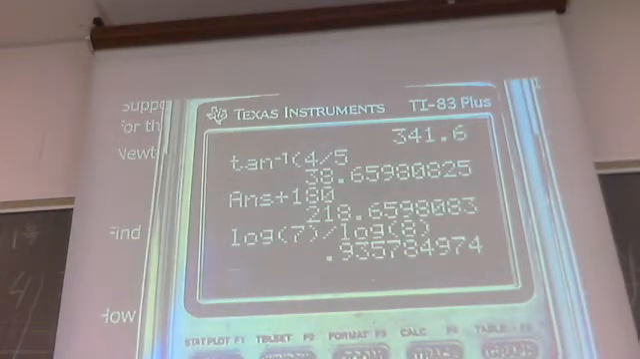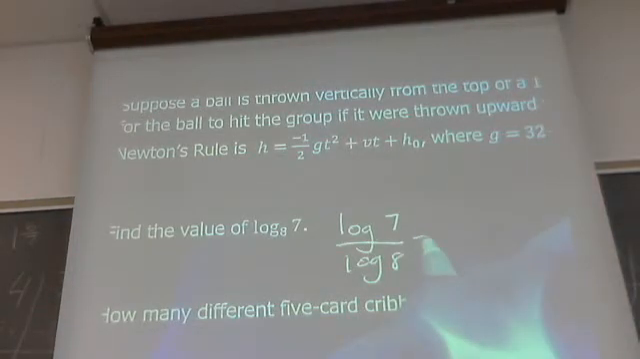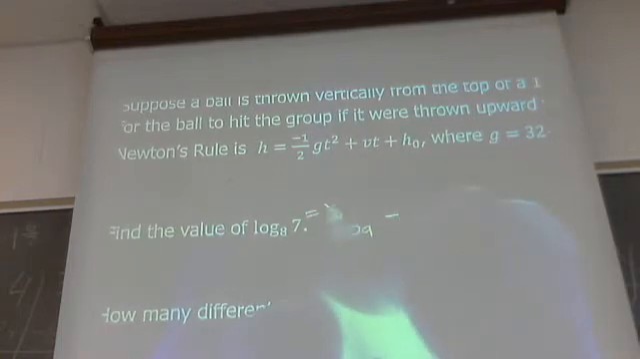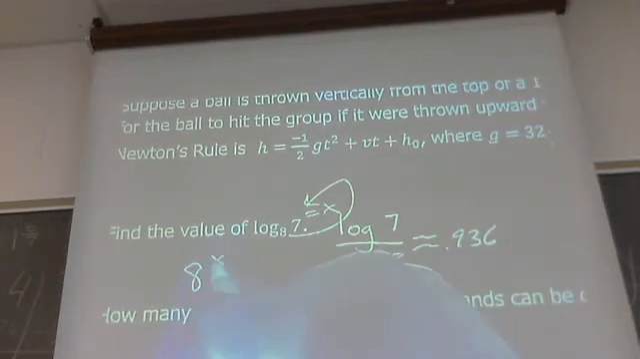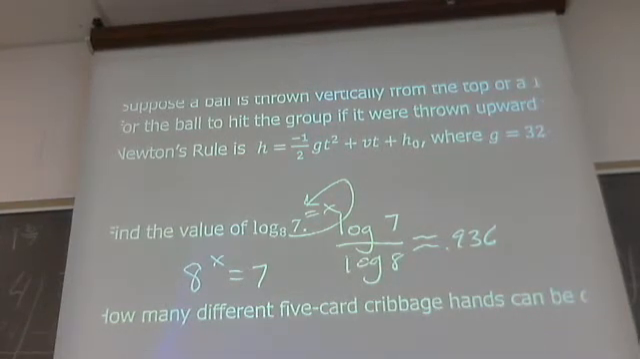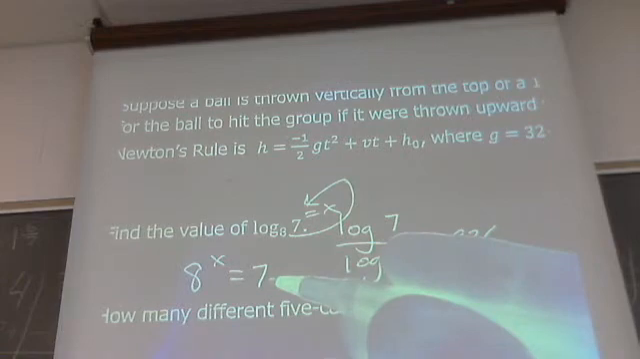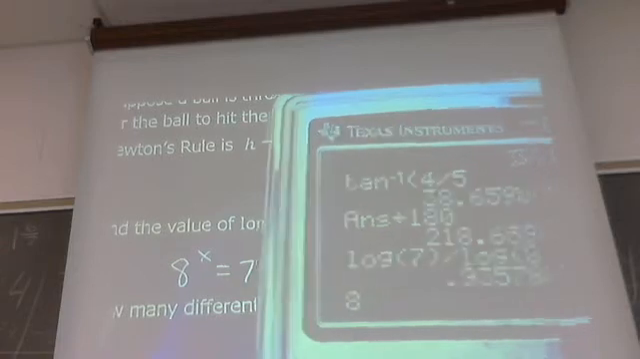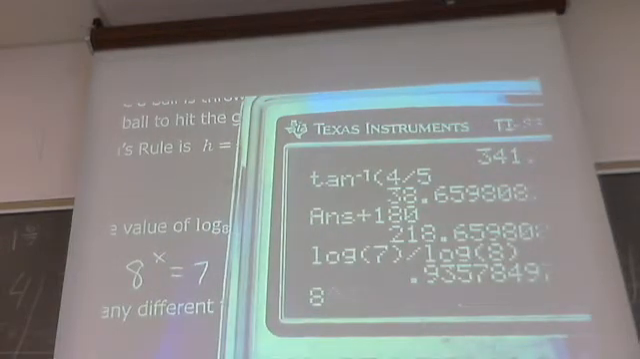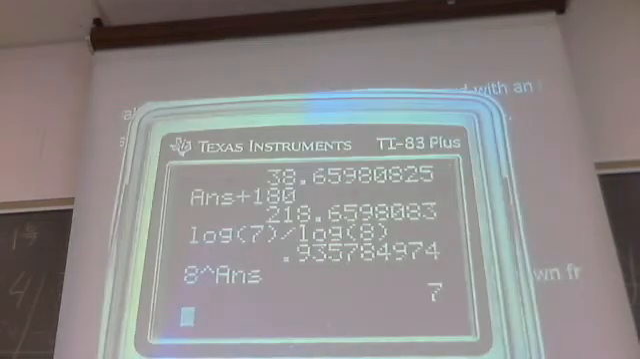And you know what? I can, so 0.936. Just to double check myself, we know that it equals something, so we can always rewrite it into its exponential form, 8 to the x equals 7. We know that value has to be smaller than 1, otherwise I'd have 8 to the first, which is 8. Clearly 7 is smaller than 8. So to double check, I'm going to take 8 to the answer power, and I better get 7. If I don't get 7, I'm wrong, and clearly I got 7. Alright, so that worked out.